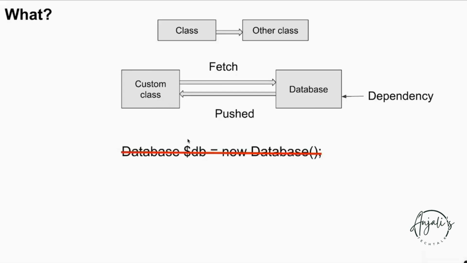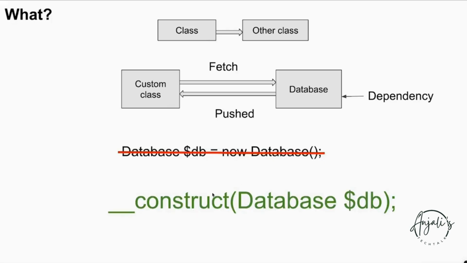So instead of creating a new instance of the database object using the new operator, you can pass the database object as a parameter to the constructor of the class. This will inject the dependency into your class. So this is what dependency injection is.